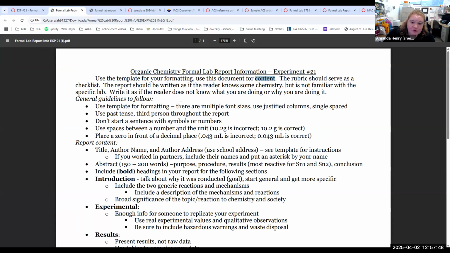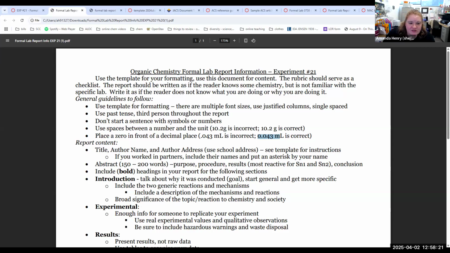For the content, we're following a lot of the same things we've been doing with the abstract, meaning we want to stay in past tense and third person. Don't start a sentence with a number. If you are writing numbers, make sure that you have a space in between your number and your unit. We don't have a whole lot of numbers with this lab, but you do have some times, so seconds or minutes, so you'd want to have a space in between those. And if it's less than 1, you want to have a 0 in front of that decimal place. These are the same things we've been looking at.